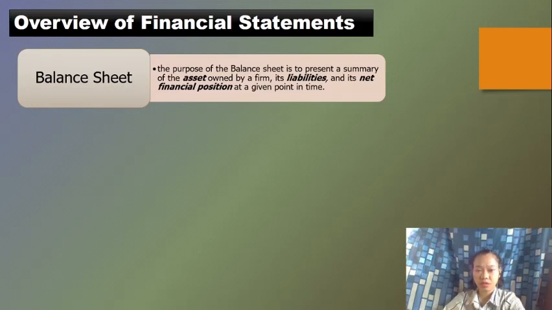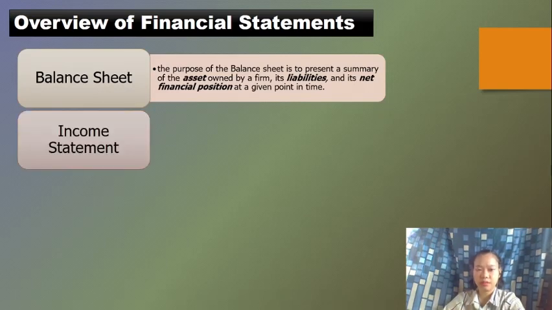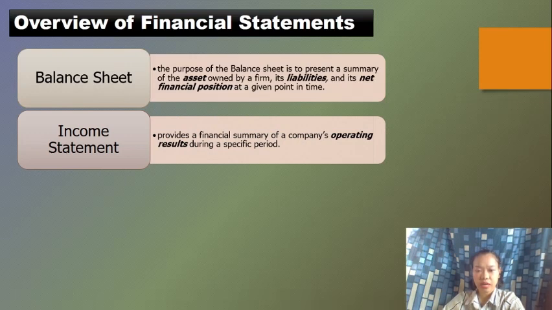The second one is the income statement. It provides a financial summary of a company's operating results. So what are the elements included? There are revenues and expenses during a specific period.